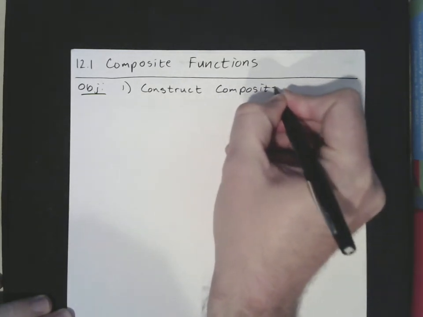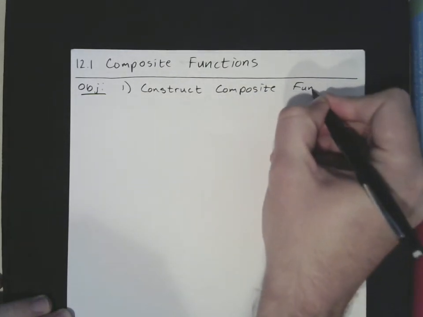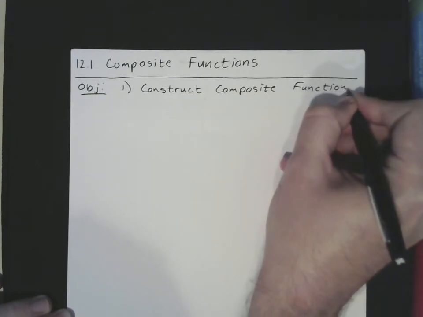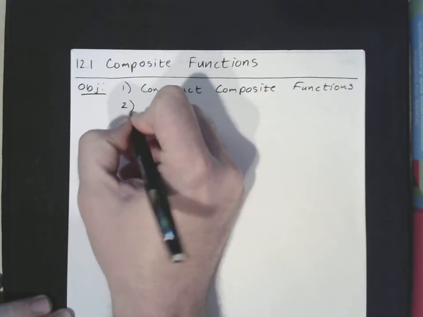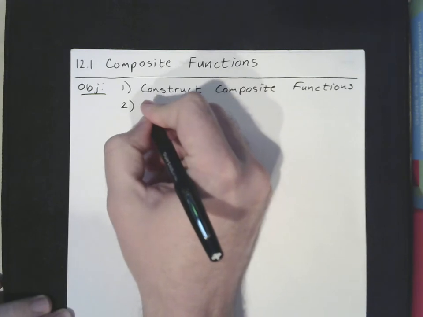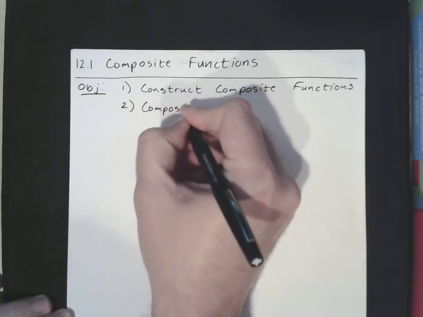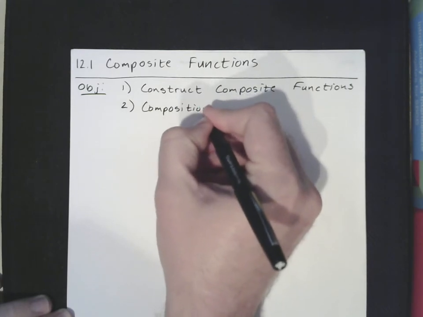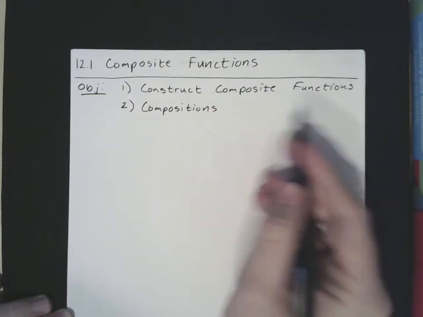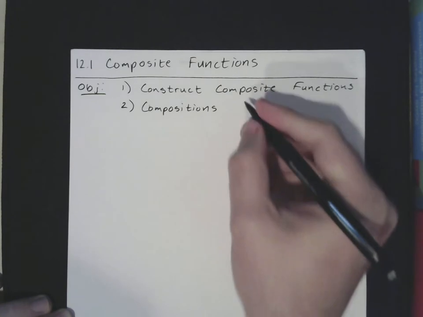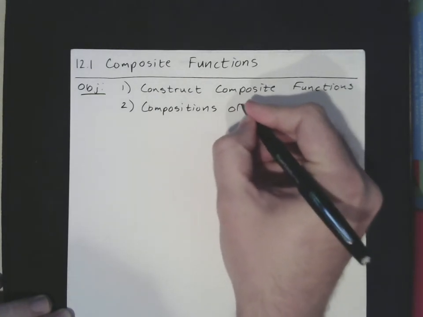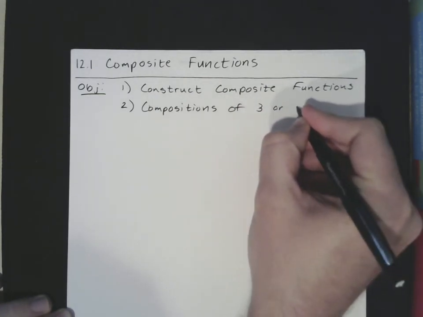Composite functions. And the second is we're going to look at compositions. And that's what a composite function is. We call it a composition. So this is compositions of three or more functions.